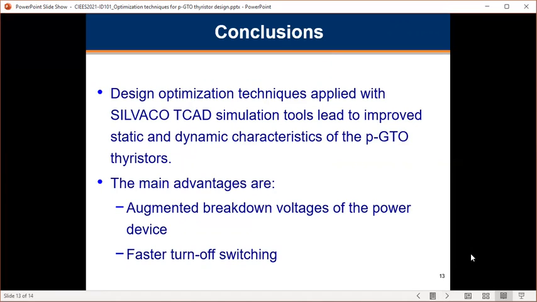In conclusion, design optimization techniques applied with Silvaco TCAD simulation tools lead to improved static and dynamic characteristics of the P- GTO thyristor. The main advantages are augmented breakdown voltages of the power device and faster turn-off switching.